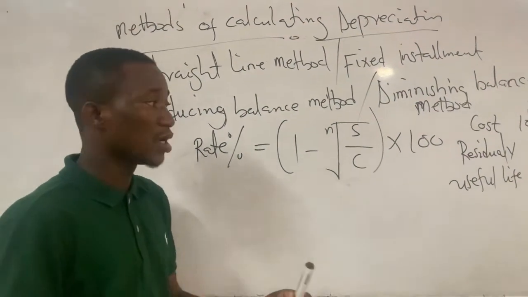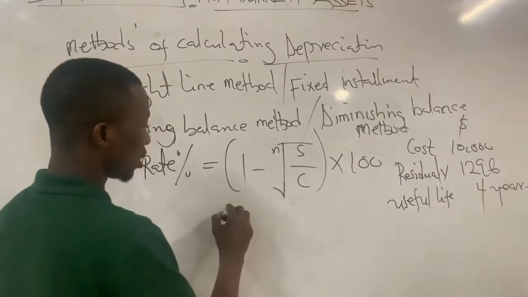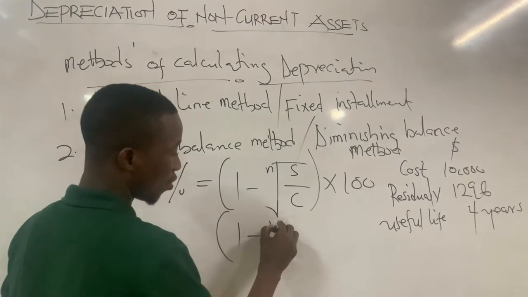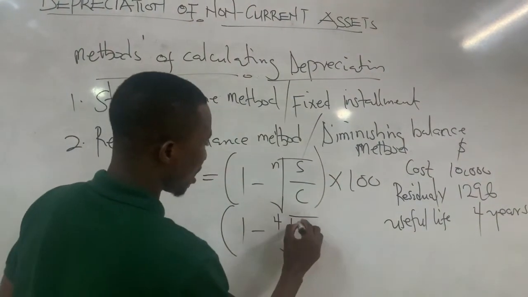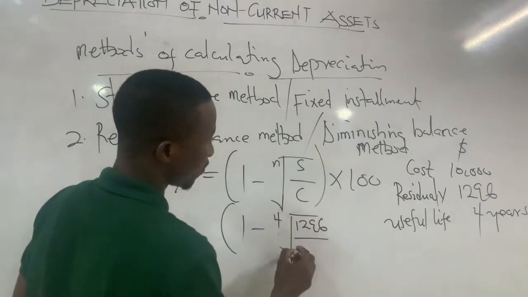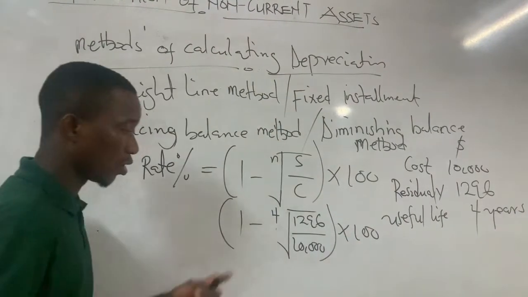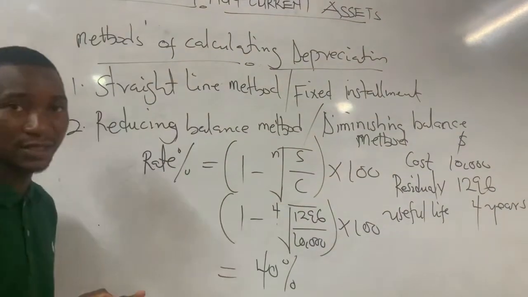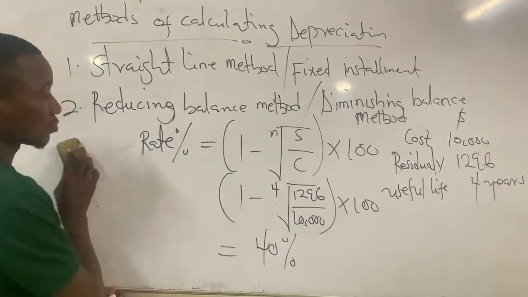It is very simple. Just substitute the information into the formula to know the rate. The 1 is constant, and the n is the number of years, which is 4. We have the scrap value being 1,296, and the cost of the asset being 10,000, multiplied by 100. When you punch this into your calculator, you arrive at 40%. Is that okay? So this is how we calculate the rate of depreciation ourselves. Okay.